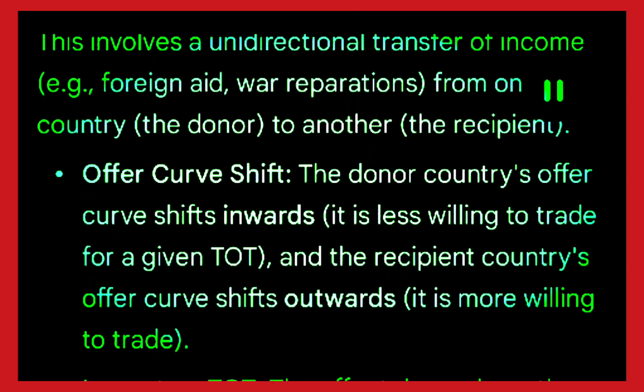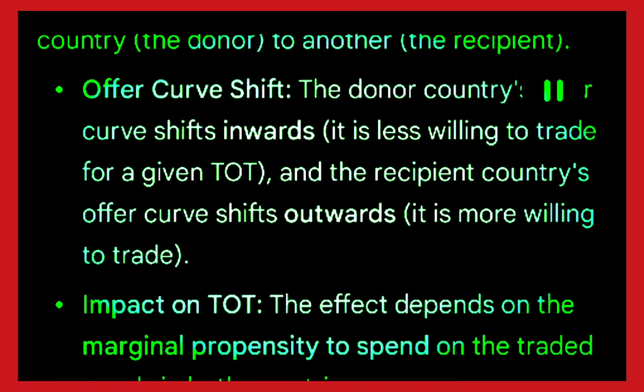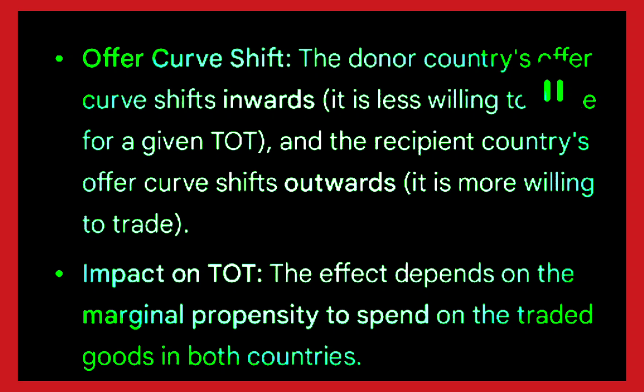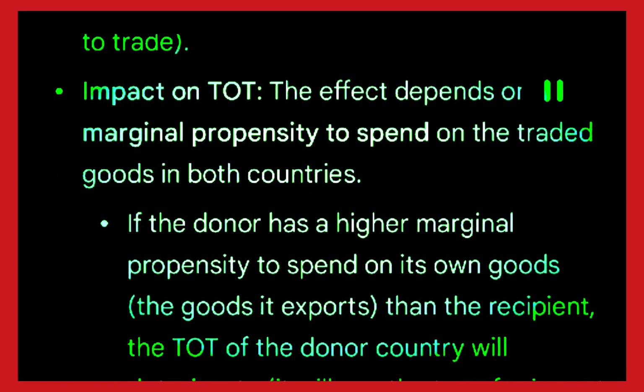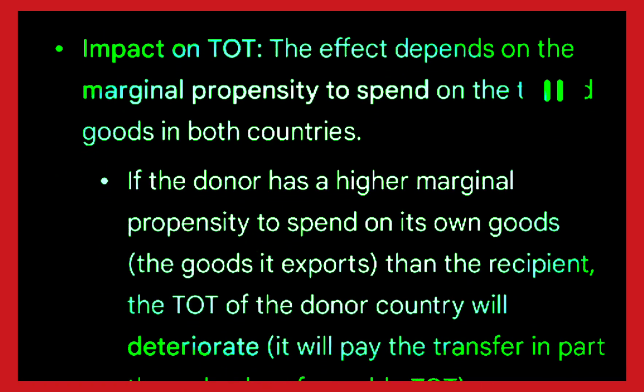Offer curve shift. The donor country's offer curve shifts inwards. It is less willing to trade for a given TOT, and the recipient country's offer curve shifts outwards. It is more willing to trade. Impact on TOT. The effect depends on the marginal propensity to spend on the traded goods in both countries.